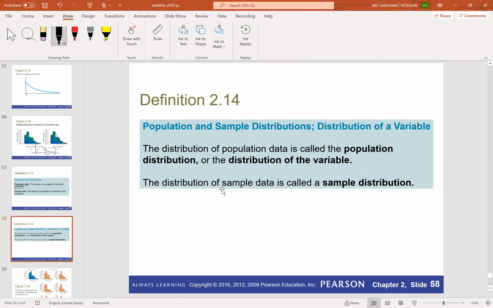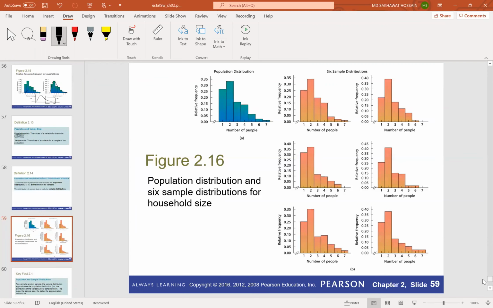The distribution of a sample is called a sample distribution. So if we collect a sample from the population and construct the distribution for that specific sample, then that distribution will be called the sample distribution. Now here we have an example.